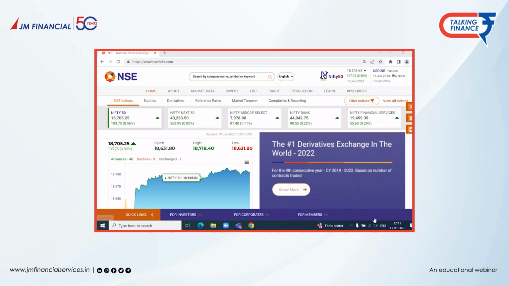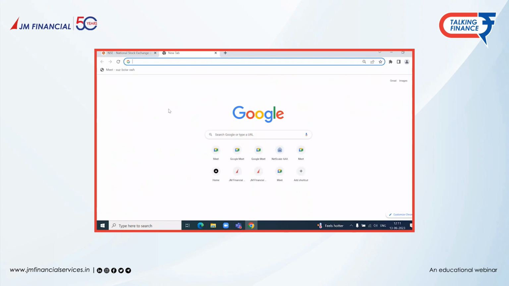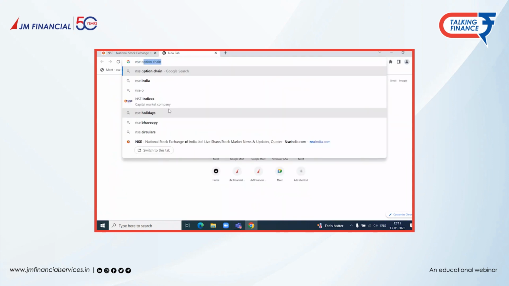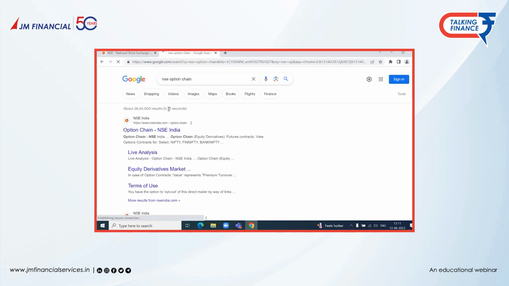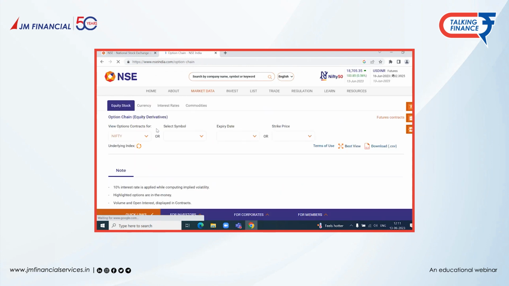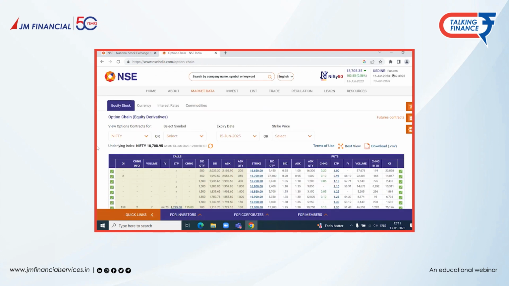So this is exactly, you can just go to nseindia.com, or what you can simply do is type for NSE option chain. It'll navigate you through the NSE India website. So here you can see it is giving us the option chain. It by default will take you to Nifty's option chain, right? You can see today's data right now. Nifty spot is at 18,708 spot price that is going on.